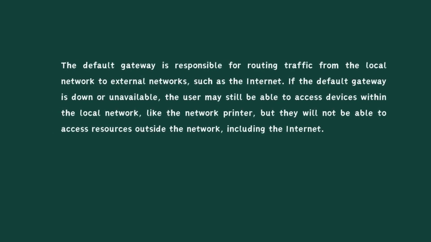The default gateway is responsible for routing traffic from the local network to external networks, such as the Internet. If the default gateway is down or unavailable, the user may still be able to access devices within the local network, like the network printer, but they will not be able to access resources outside the network, including the Internet.